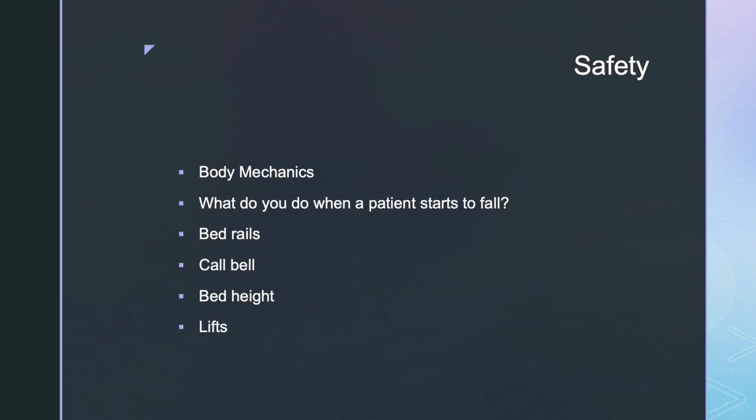Bed rails: when working with a patient independently, always make sure that the opposite bed rail from the patient is up, so that if the patient rolls away from you or goes to the other side, the bed rail is up and they won't fall out of bed. Always make sure, when you leave a patient, that their call bell is in reach. Bed height: like I said, for your body mechanics, always move the bed up to hip height or a comfortable working height before you provide care, but the bed height needs to be put back down to the lowest position before you leave the patient.